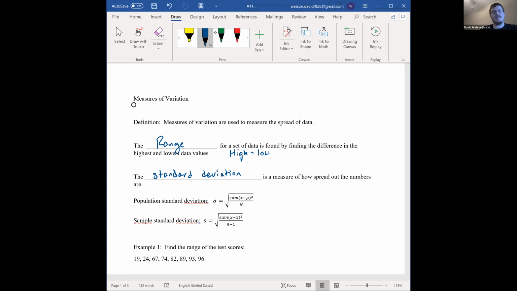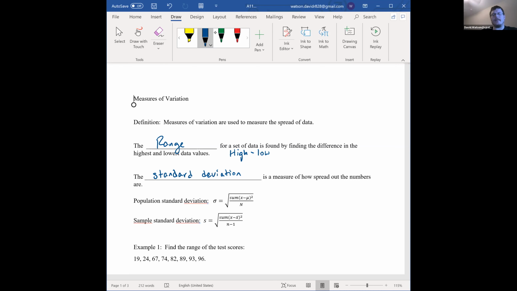Standard deviation is just another measure of how spread out the numbers are. The way it figures it out is it looks at how far away they are from the mean of the data. There are two different versions of this: population standard deviation and sample standard deviation. Population is for if you have the entire population. Sample is for if you just have a small sample of the population. There are two different formulas for it, and they're both really similar with just one difference.